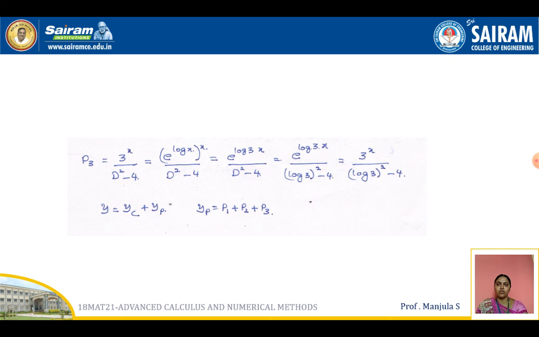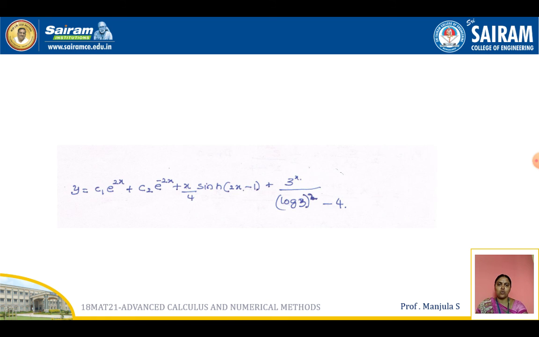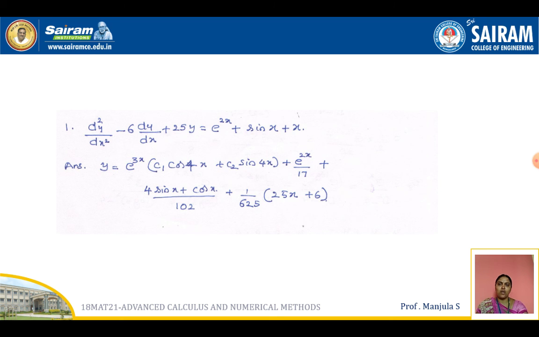After getting P1, P2, P3, substitute in the formula so that we will get the particular integral. That value we have to substitute in the general solution formula, that is y equals yc plus yp, the required solution. So here y equals the complementary function and then the particular integral, which we have to substitute in the respective place. This is our required solution.